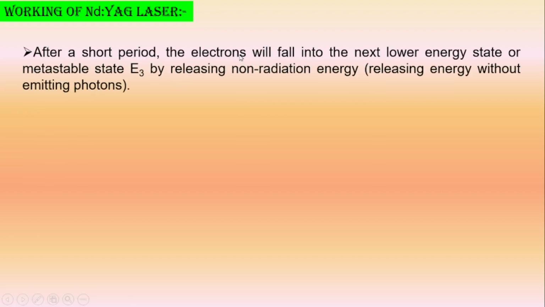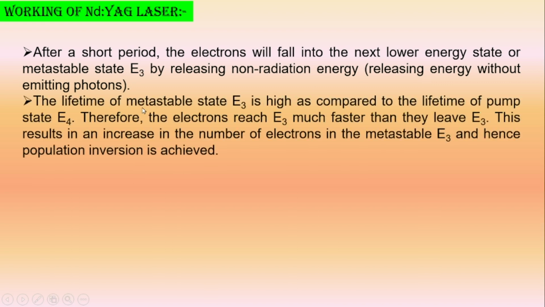After a short period, the electrons will fall into the next lower energy state, the metastable state E3, by releasing non-radiative energy, that is, releasing energy without emitting photons. The lifetime of the metastable state E3 is high compared to the lifetime of pump state E4. Therefore, the electrons reach E3 much faster than they leave E3. This results in an increase in the number of electrons in the metastable state E3, and hence population inversion is achieved between energy levels E3 and E2.